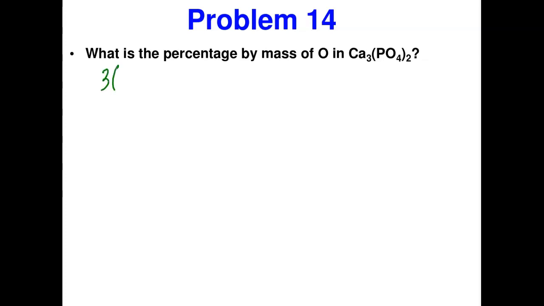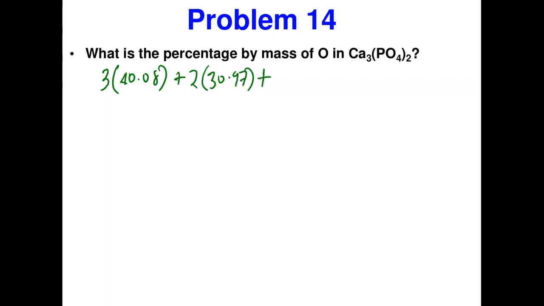So this is 3 times, it weighs 40.08. This is only calcium. Plus how many phosphorus here? Look at this bracket. There's 1 atom inside. Because of this 2, it will multiply that 1 subscript here. So we're going to have 2 atoms of phosphorus, and 1 atom weighs 30.97.